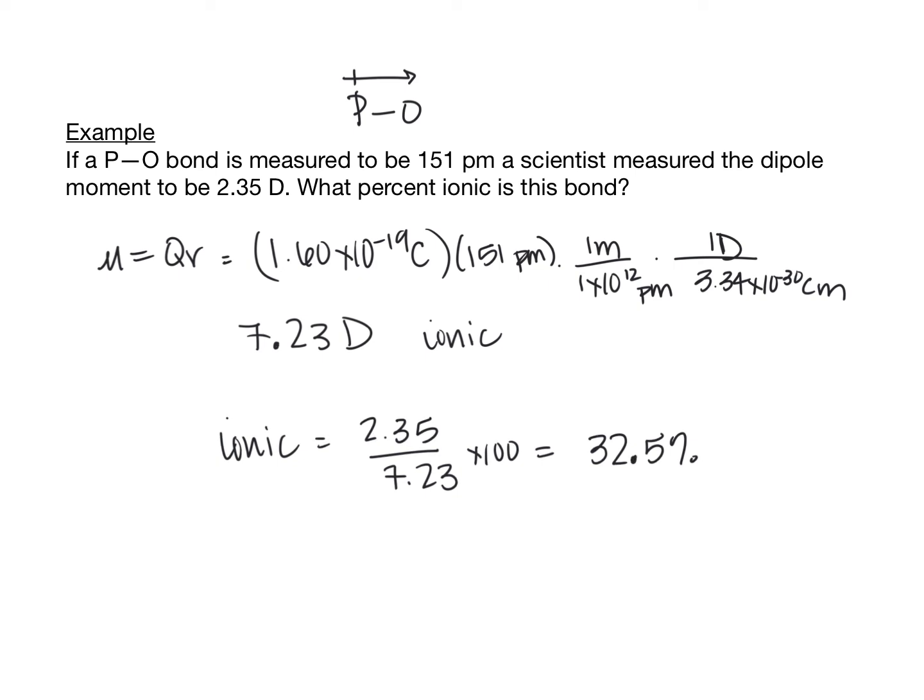So this tells us that this is not quite an ionic bond. It's only 32% ionic. Polar bonds are going to be really important for how these molecules function in 3D space. So when we think about the polarity, we want to be able to think about how these bonds come together.